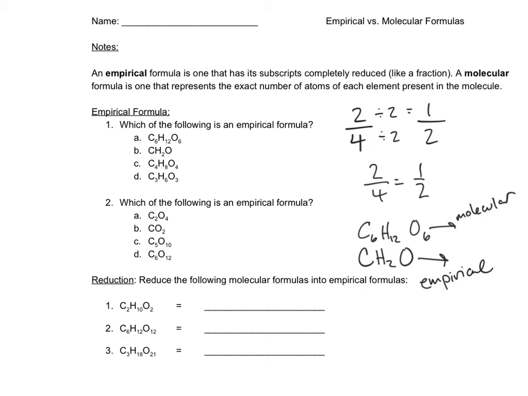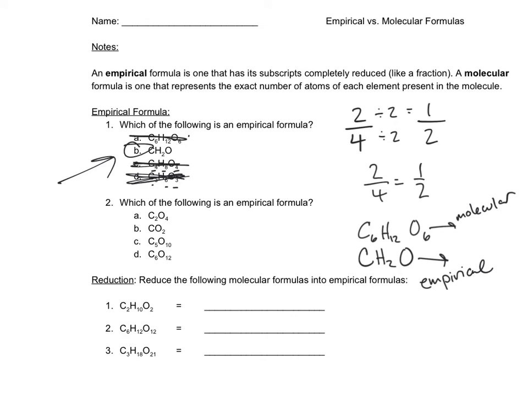So let's look at these few questions here. Number 1 asks, which of the following is an empirical formula? Well, it's the one we just did. A is not completely reduced, so it's not empirical. B is completely reduced. C, all of these things are divisible by 4, so that's not reduced. And D, all of these things are divisible by 3, so that's not reduced. The answer is B.